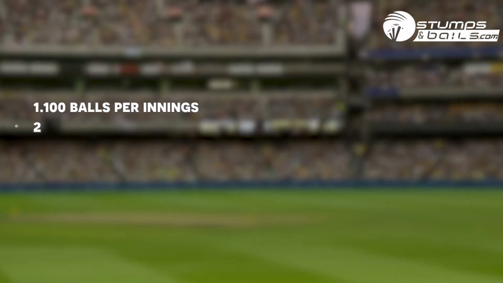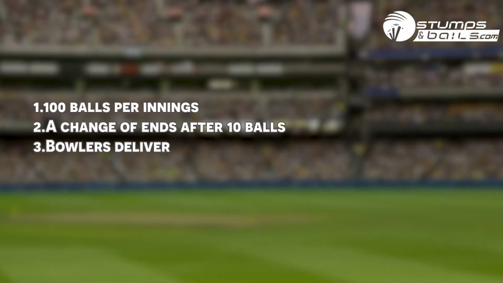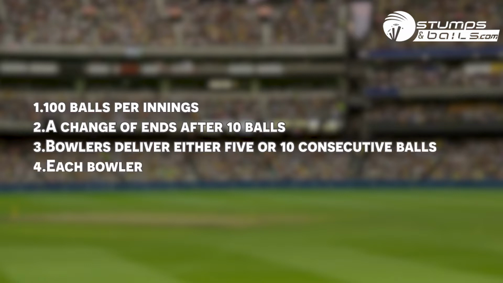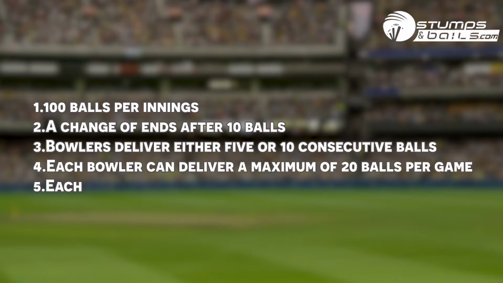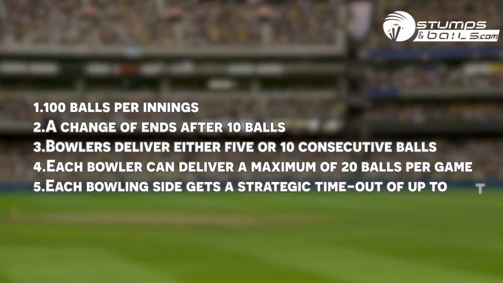There are 100 balls per innings, with a change of ends after every 10 balls. The bowler delivers either 5 or 10 consecutive balls. Each bowler can deliver a maximum of 20 balls per game. Each bowling side gets a strategic timeout of up to 2.5 minutes.